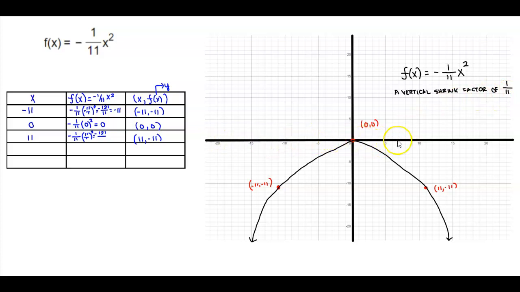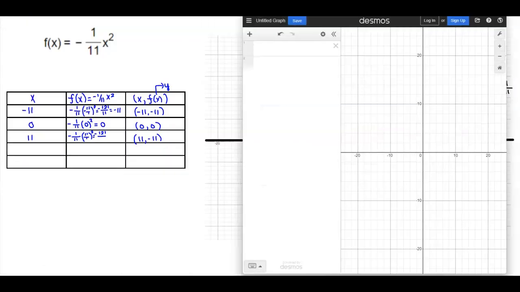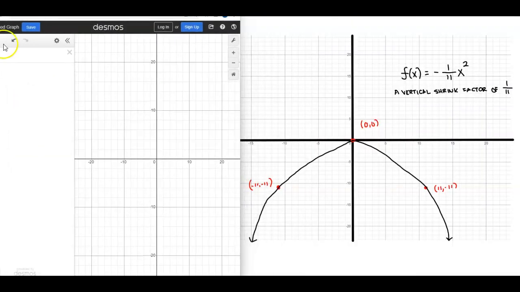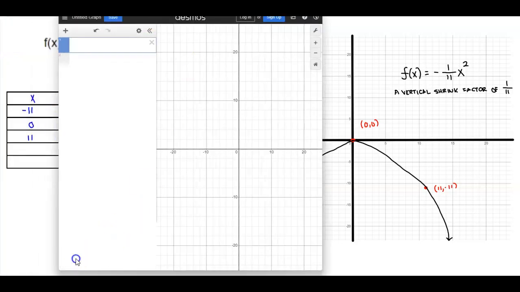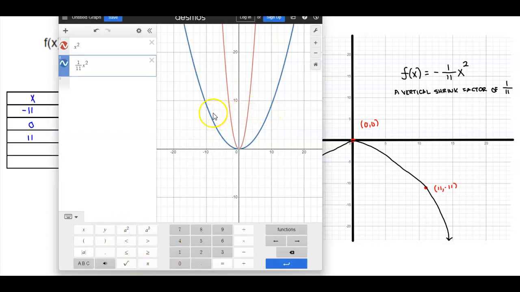And then I'm going to go ahead and take a look at Desmos here. If we put in x squared, there is our factor. Now, if we take 1 and divide that by 11, and then multiply by x squared, you can see that it's vertically shrinking. But now we need to multiply this by a negative. So now this becomes negative 1 over 11 x squared.